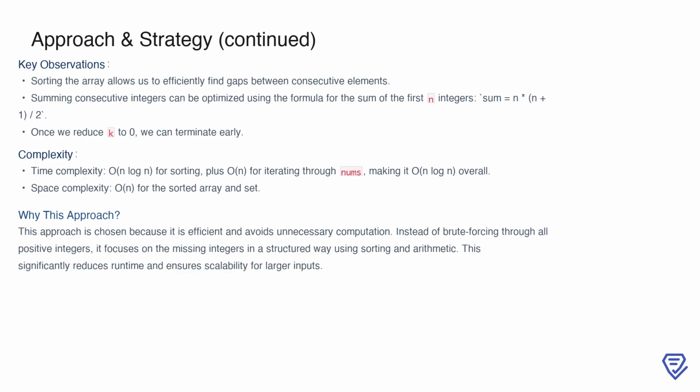The complexity of this approach is dominated by the sorting step, which is O(n log n), and the subsequent iteration through the array is linear, making the overall complexity O(n log n). The space complexity remains manageable at O(n), as we only need to store the sorted array and the set of unique elements.